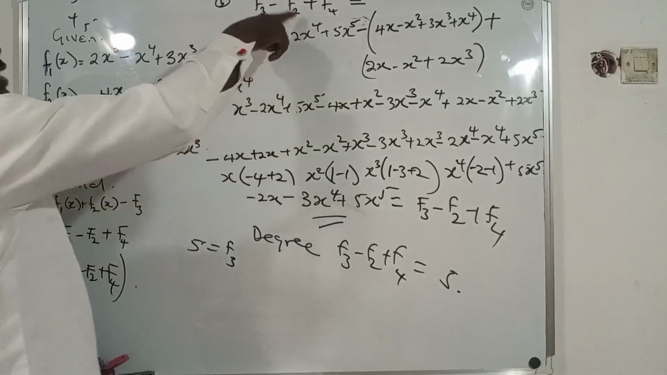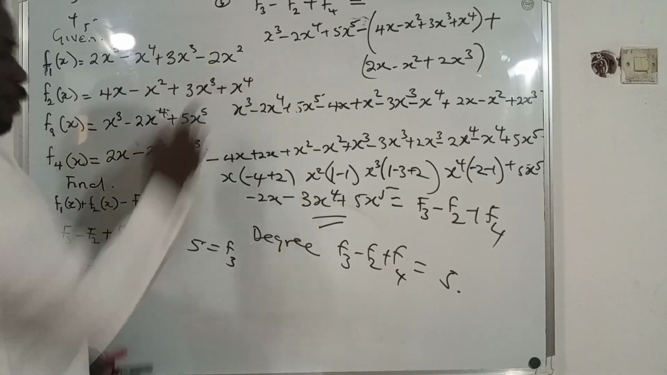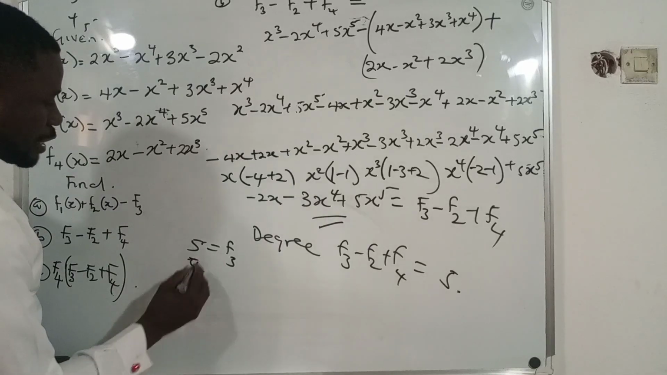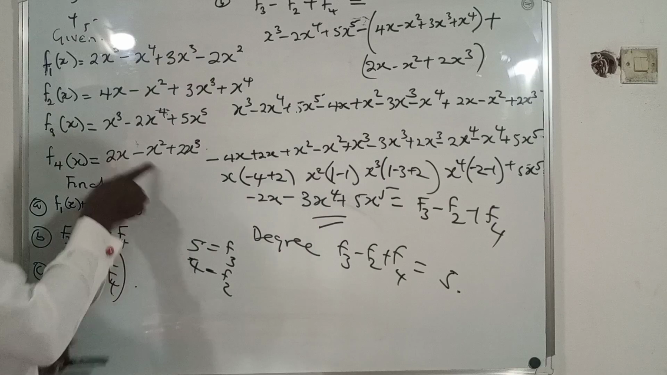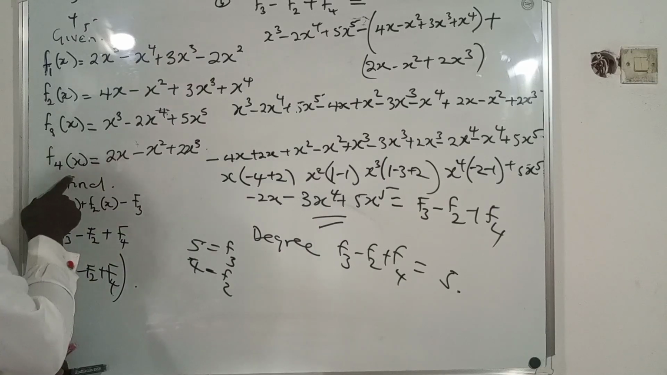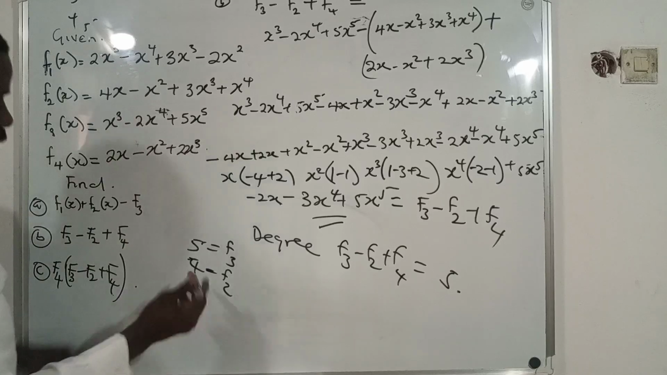You ask yourself, what is the degree of the second, this F2? You go through, the highest power is 4. The degree is 4 for F2. What is the degree of the F4? You see that the degree is 3.